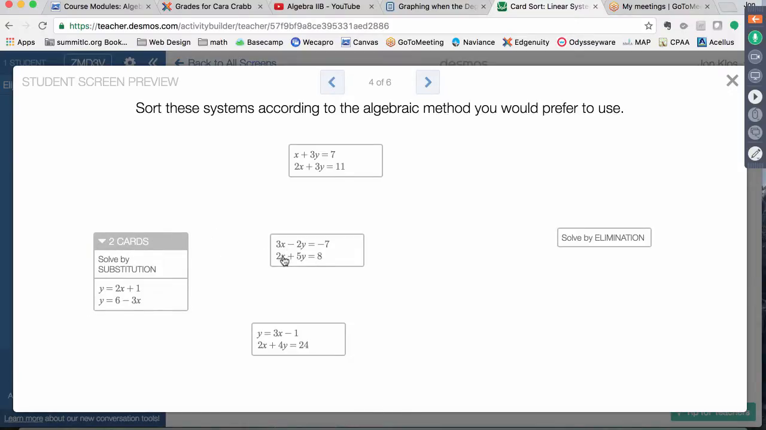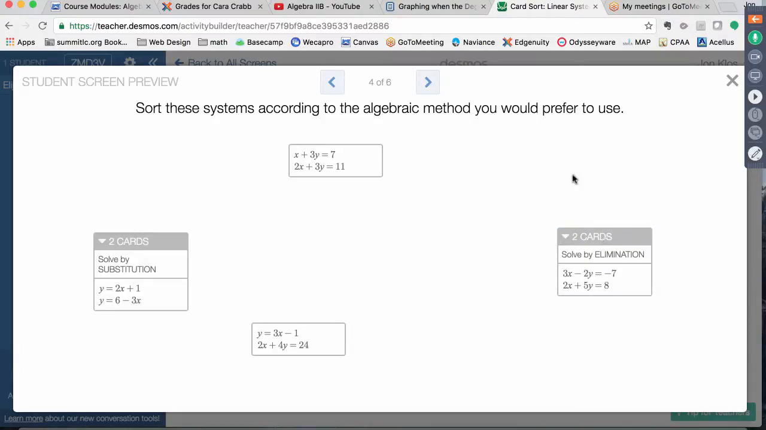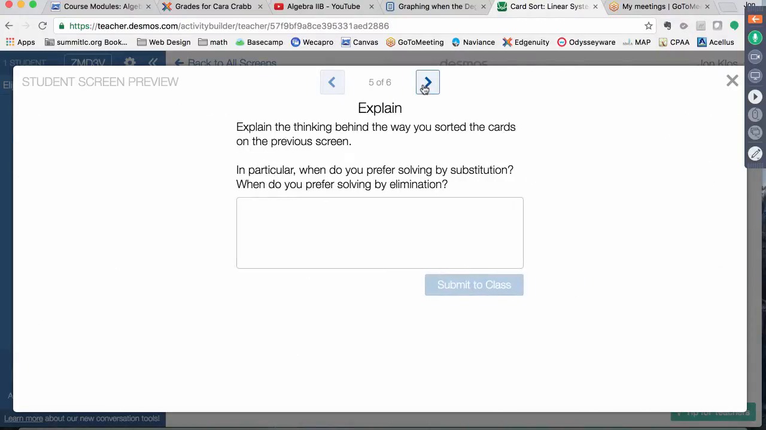Elimination is good if they're both in standard form and your variables are all lined up. So x's, y's, constants, those are all lined up. So I would use elimination with this one. Explain how you're thinking. Again, how do you know which method is best, substitution or elimination? Elimination is also called the addition method as well.